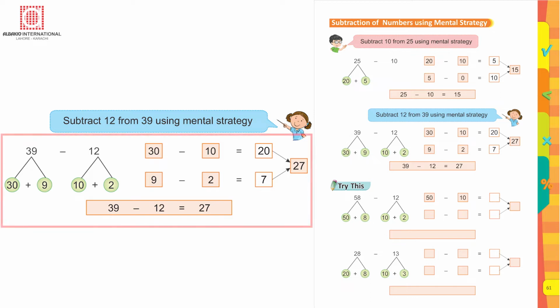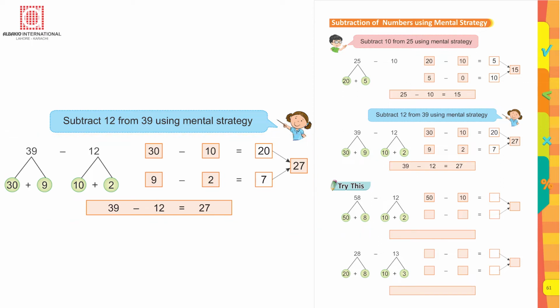Again, subtract 12 from 39 using mental strategy. Now take the bigger number. This is 39. What is the first step? You split them into tens and ones. This is 3 tens and 9 ones. Again, you split 12 into tens and ones. This becomes 1 ten and 2 ones. Now, first of all, you subtract ones from ones. 9 minus 2 is 7. And then you subtract tens from tens. You have 3 tens, 1 ten. If you subtract, you are left with 2 tens. So this is 2 tens and 7 ones. You are going to learn it through practice. Try the rest of the sums yourself.